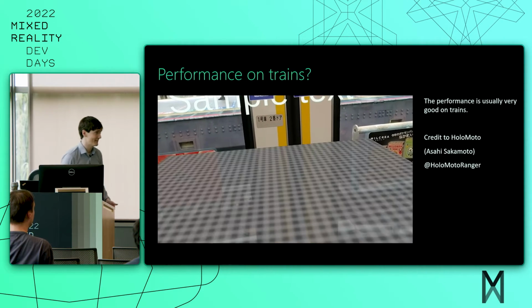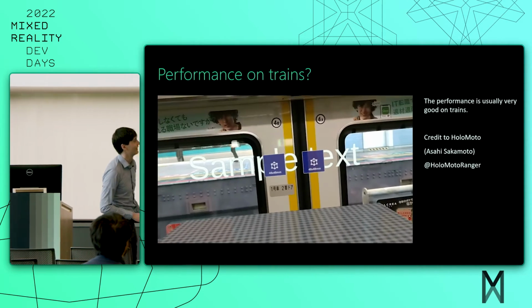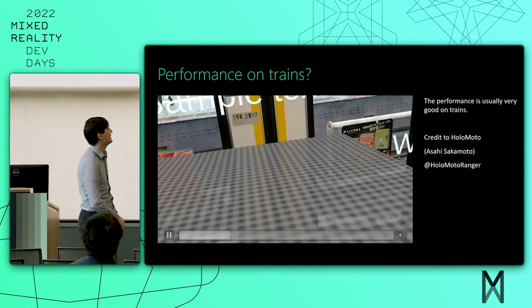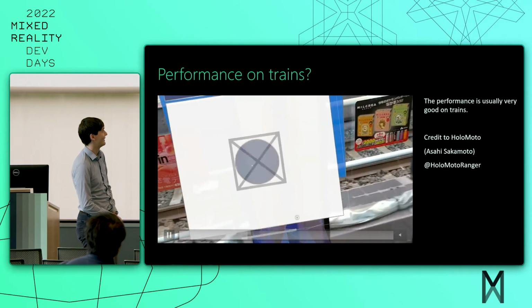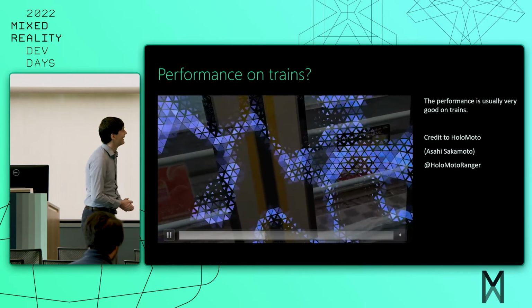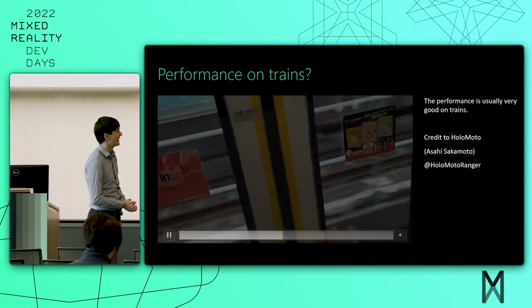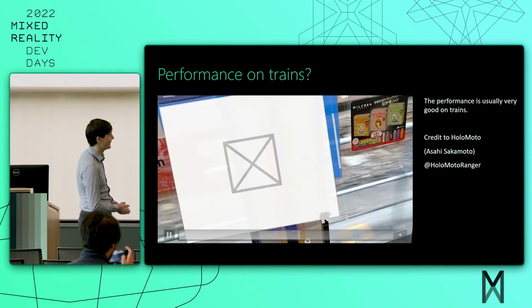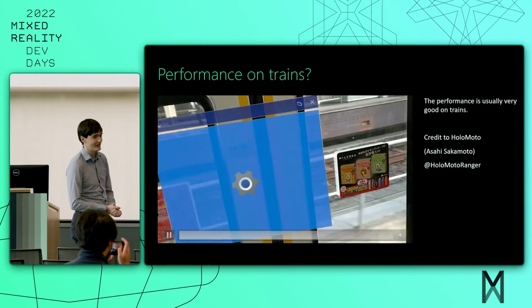Okay, trains, of course, are quite similar to trams. So I must call out our good friend Asahai Sakamoto. He videoed this for us. He's in Japan, obviously. So this is on a Japanese train, which, from my memory, are very, very smooth. So this is probably the easiest vehicle.